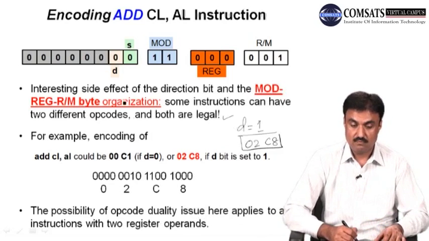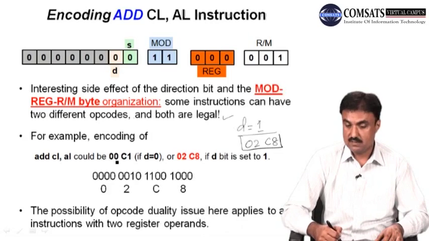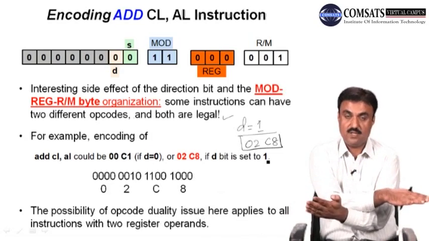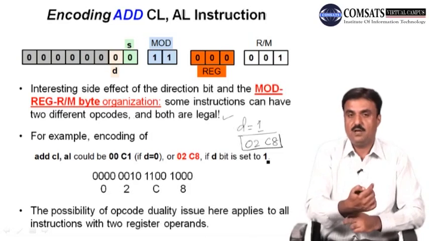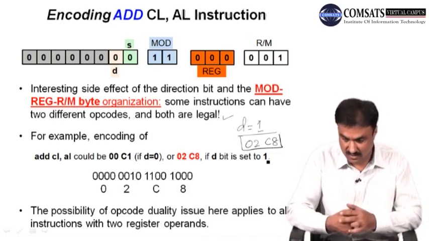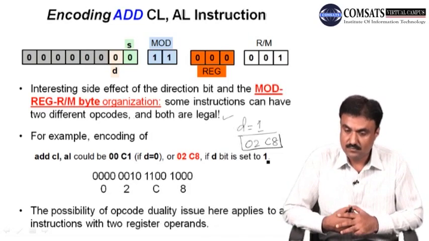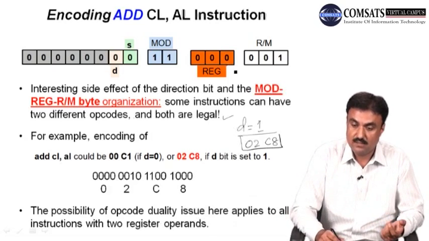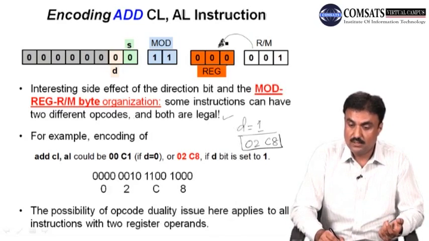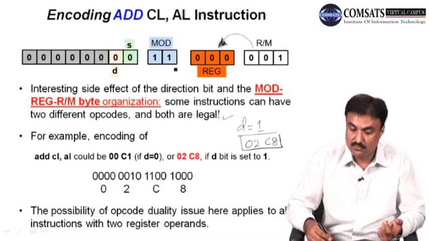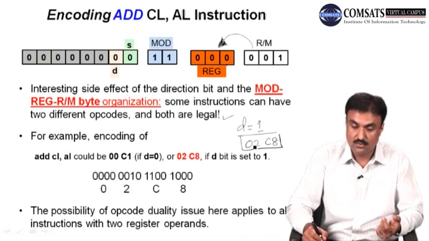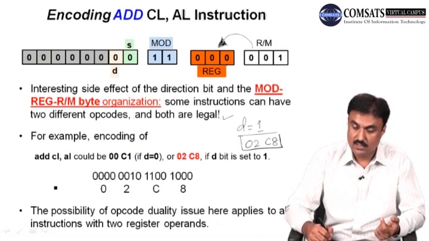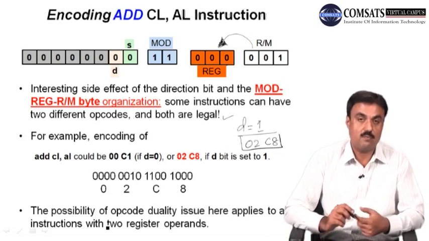So for example, encoding the mod CL, L could be 00 C1 if D is equal to 0. If D is set to 1, then definitely we have to shift that one to the destination register, which is the CL. The destination register should be there, so we shift that one here, to show the destination register inside the register field. That is a possible case, and I'm sure if you right click, you will see 02 C8 and so on. So the possibility of opcode duality applies to all instructions with two register operands.